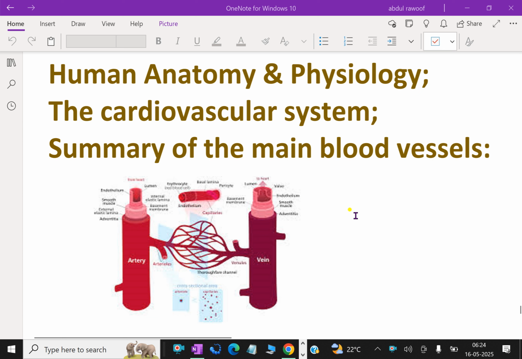In human anatomy and physiology, the cardiovascular system, let us discuss a summary of the main blood vessels. Blood vessels are the tubular structures of the circulatory system that transport blood throughout a vertebrate's body. Blood vessels transport blood cells, nutrients, and oxygen to most of the tissues of the body. They also take waste and carbon dioxide away from the tissues.